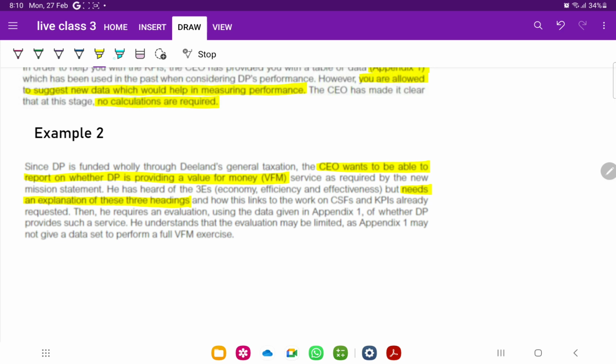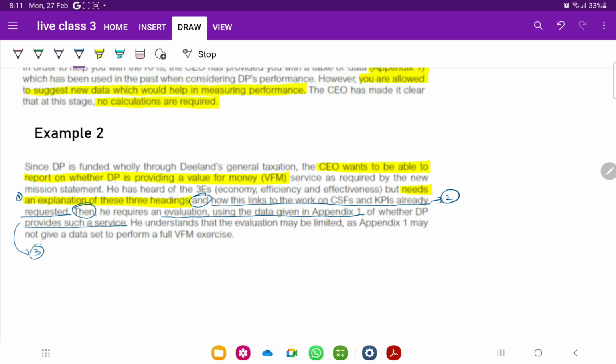And this was the first one, right? The second one is: how this links to the work on CSF and KPI already requested. So this is the second requirement which the examiner wants you to do. Then there's one more thing. He requires an evaluation using the data given in appendix number 1 of whether DP provides such a service. So now this is the third requirement too. So there are three different things which you have to do, right?